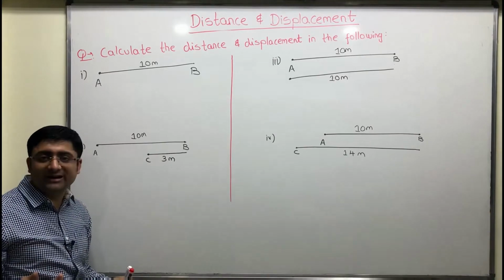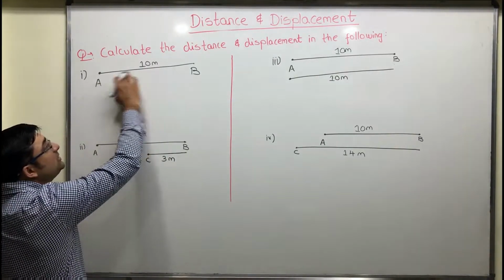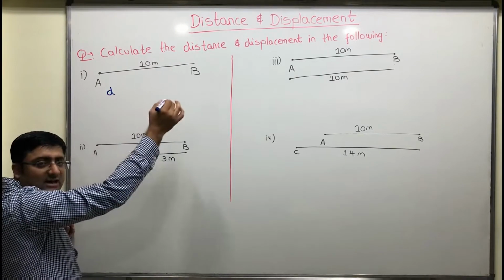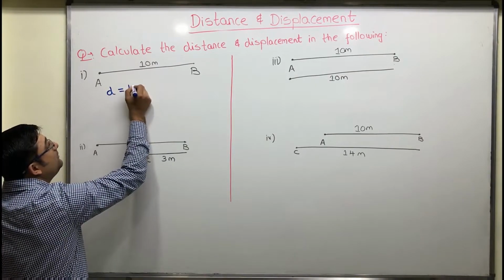Whenever you want to find distance, look at the length of the actual path. So the length of the actual path is 10 meters. So I'll write down over here distance. Instead of writing the entire word distance, just write D is equal to 10 meters.